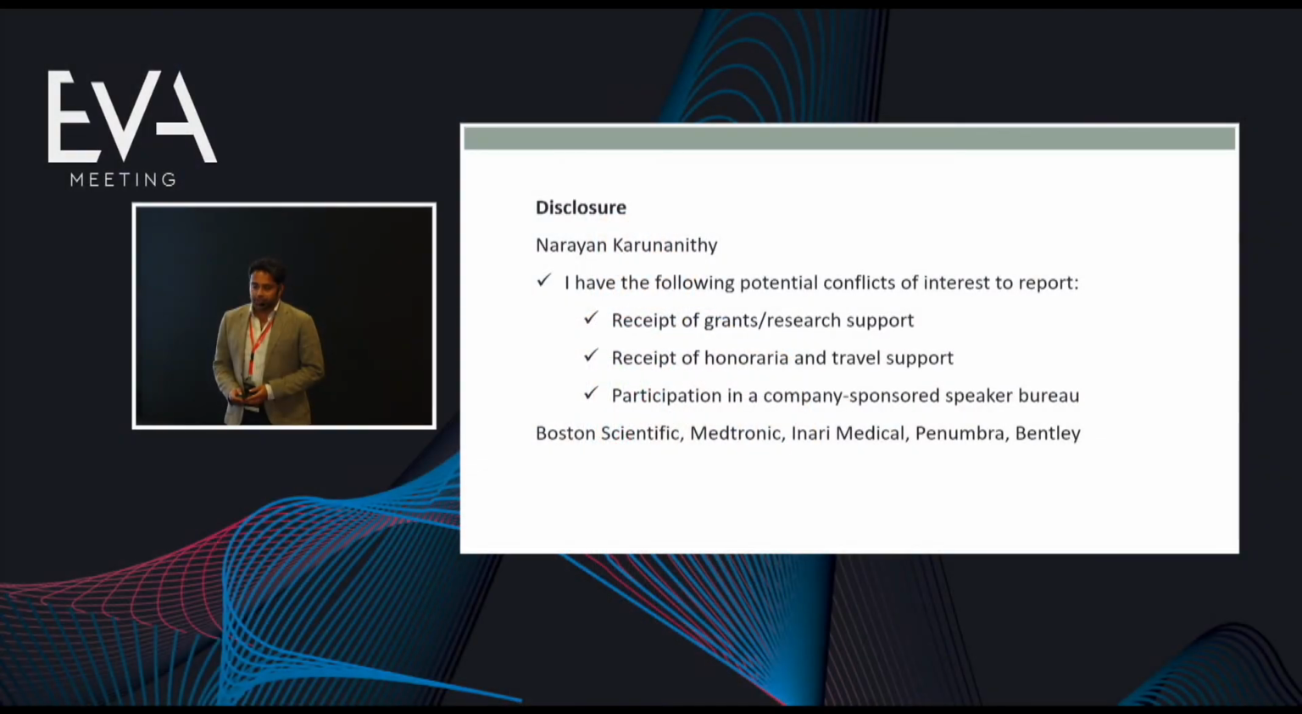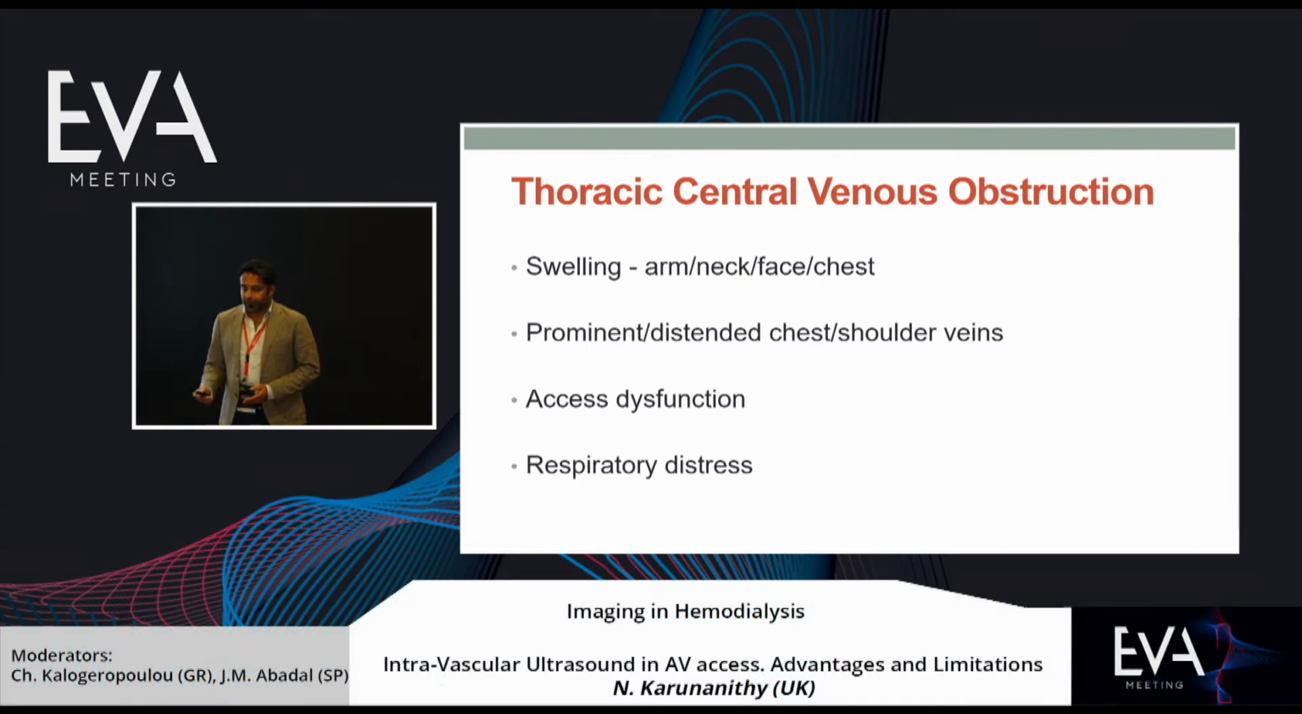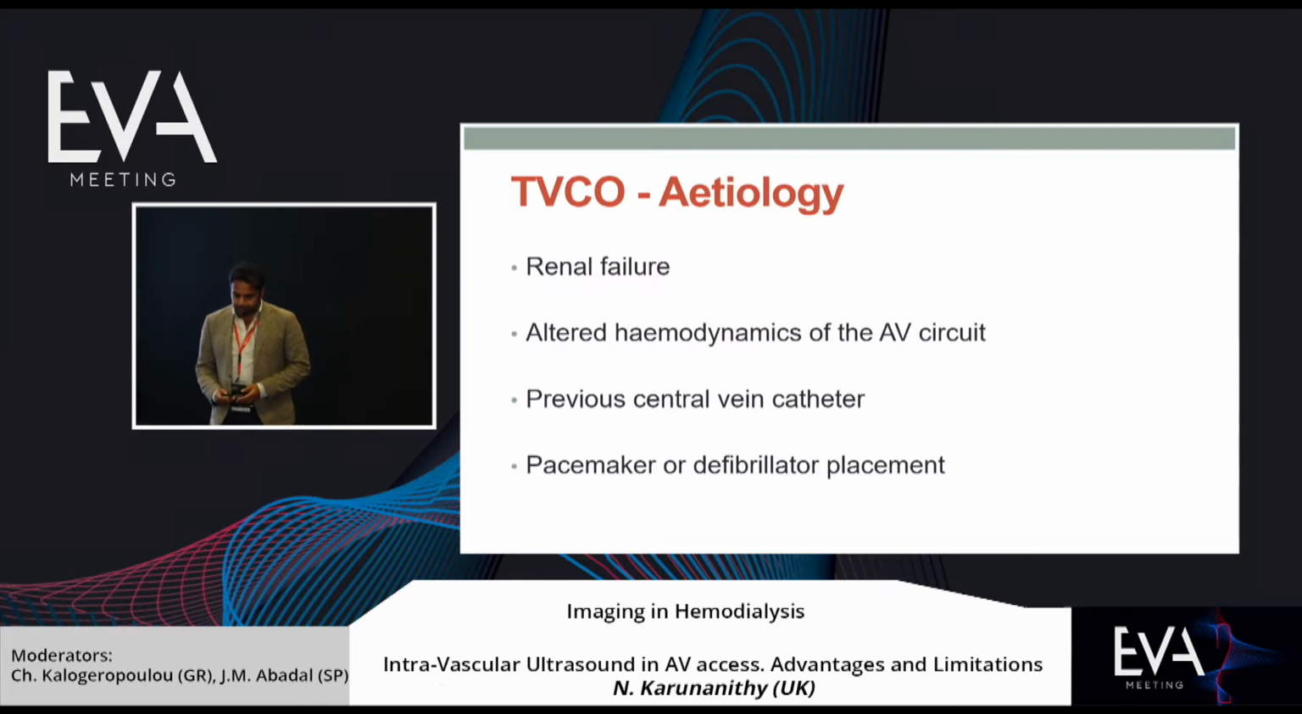So we know that a proportion of patients who have hemodialysis access will develop thoracic central venous obstruction, and this will manifest as swelling involving the arm, the neck, the face, and chest, and present with prominent and distended veins in the chest and shoulder. And this can result in access dysfunction or failure, and in extreme cases cause respiratory distress.